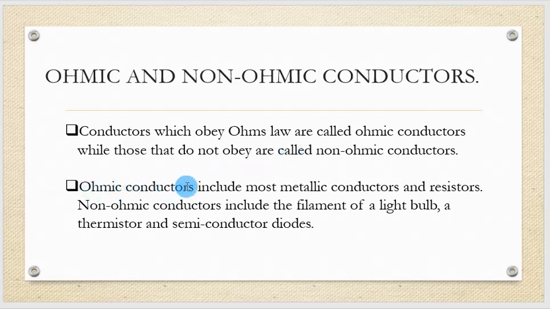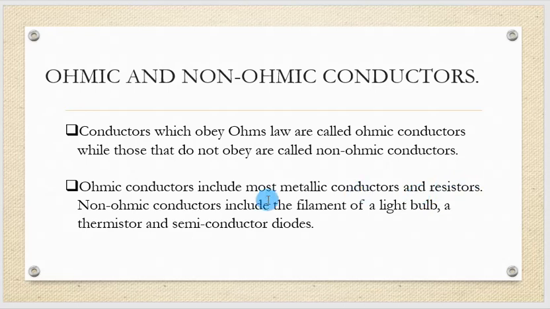So ohmic conductors include most metallic conductors. Now take note of the point here, most, because some of the metallic conductors may not obey Ohm's law, such as the filament of a lamp, for example, though being metallic but does not obey Ohm's law, and therefore it's a non-ohmic conductor. So most of the metals obey Ohm's law, therefore metals are ohmic conductors, most of them. And also resistors, like most carbon resistors, they obey Ohm's law.